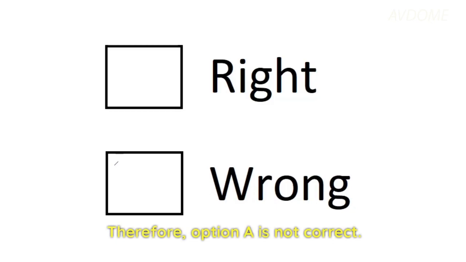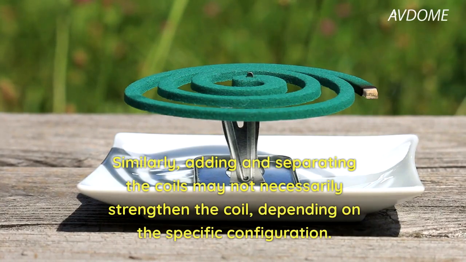Limiting or separating the coils can have the opposite effect and reduce the inductance. Therefore, option A is not correct. Similarly, adding and separating the coils may not necessarily strengthen the coil depending on the specific configuration.